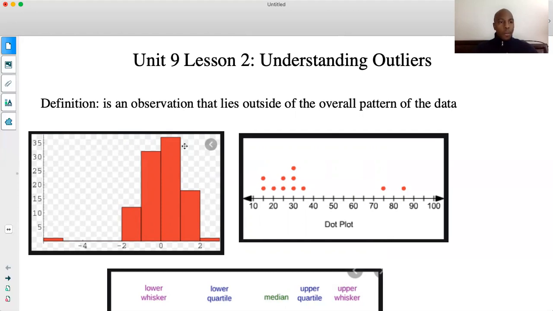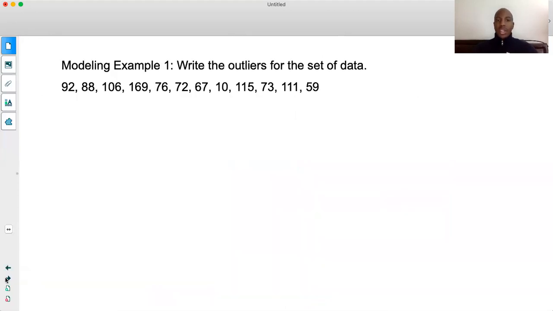Okay, so let's say you're given something like this. This is a modeling example. It says write the outliers for the set of data. Now, if you look at me, you see that there's data here, 92, 88, 106, and so on. There are some numbers that may stick out to you. You may see 59, you may see 106, you may see 169, you may see 10, all these weird data points in there. And it tells me that the data is very spread out. It's not clustered together, right?